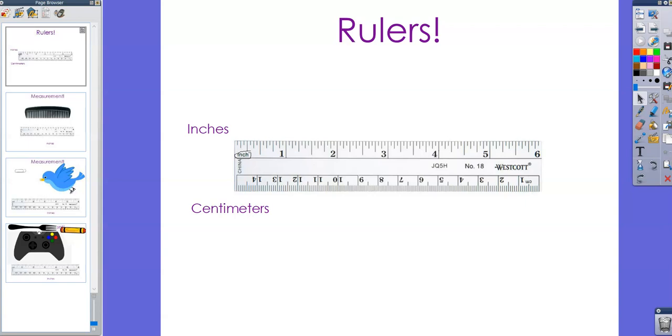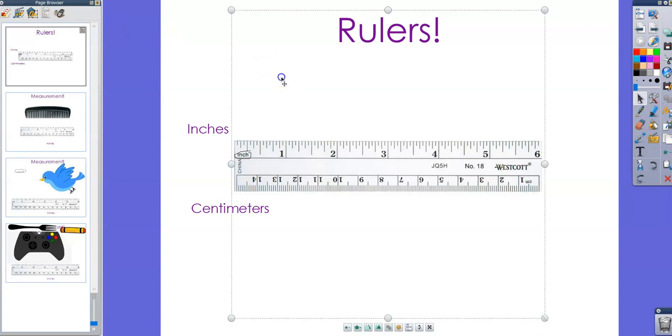So last week we learned how we can measure using non-standard objects. That means that I can take a bunch of paper clips and measure a book, and I can say the book is 5 paper clips long. But this week we're going to talk about standard measurements. Standard measurements are the kind of measurements that everybody uses.